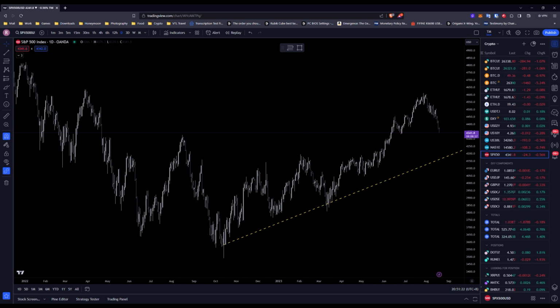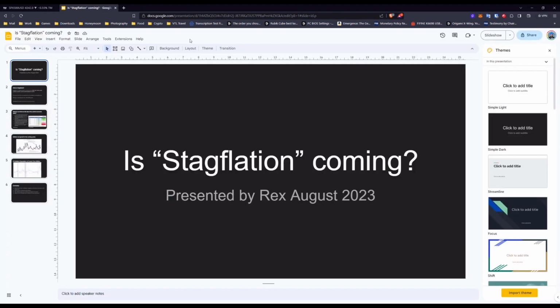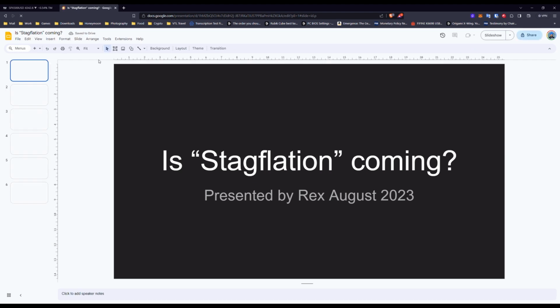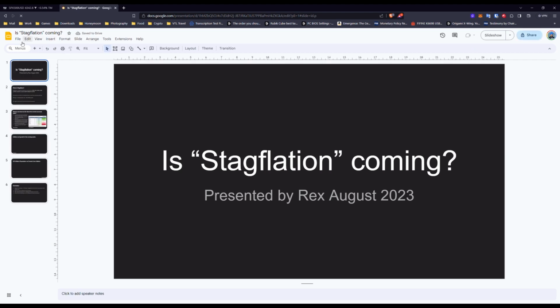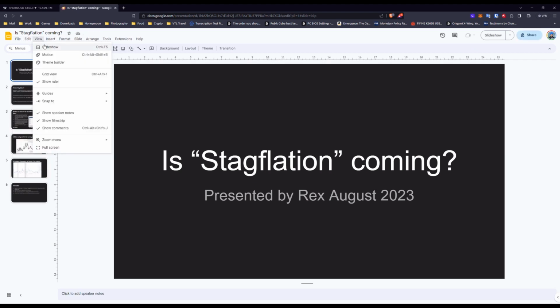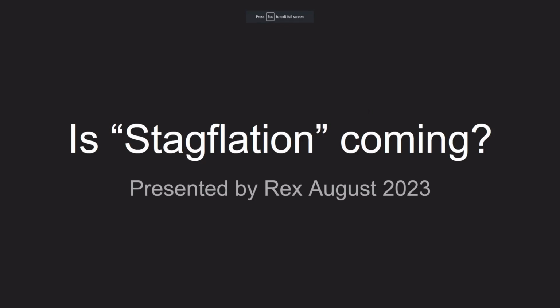And what that brings me to is this. Right, I hope you guys can see this. The main topic today is the concept of stagflation.